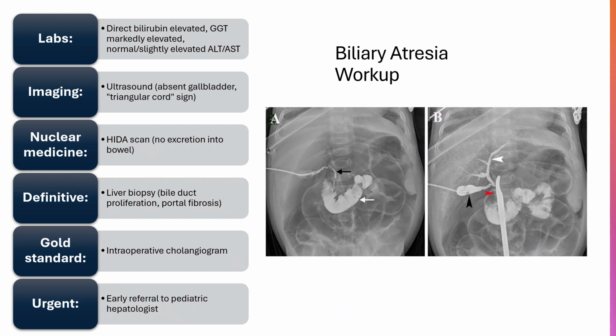The degree of fibrosis correlates with age at diagnosis, reinforcing the importance of early evaluation. The gold standard remains intraoperative cholangiogram, performed during exploratory laparotomy. This allows direct visualization of the biliary tree or its absence. If biliary atresia is confirmed, the surgeon proceeds immediately to Kasai portoenterostomy.